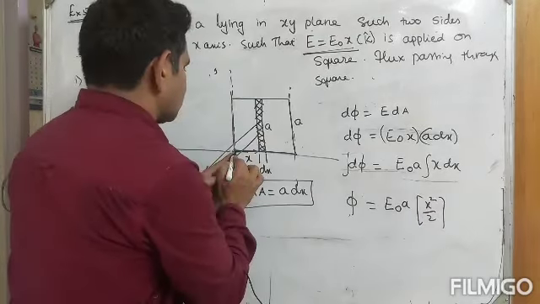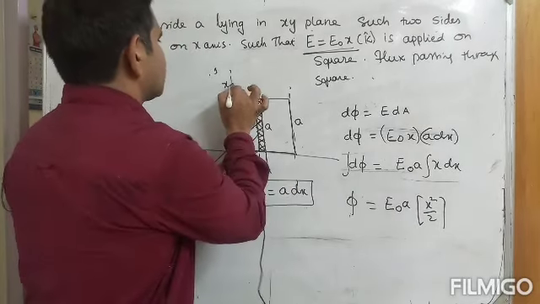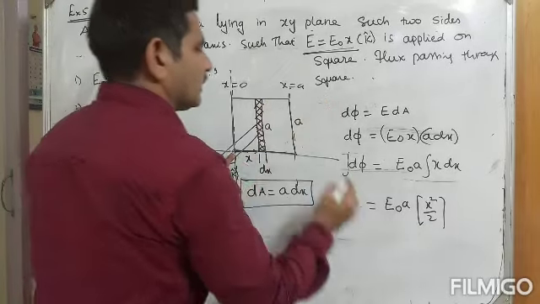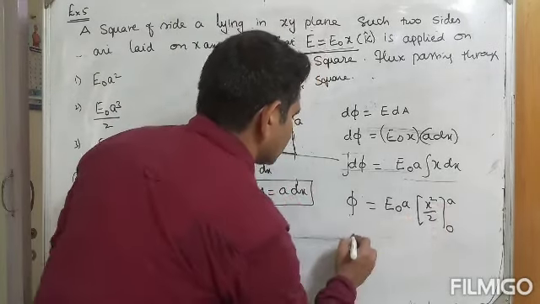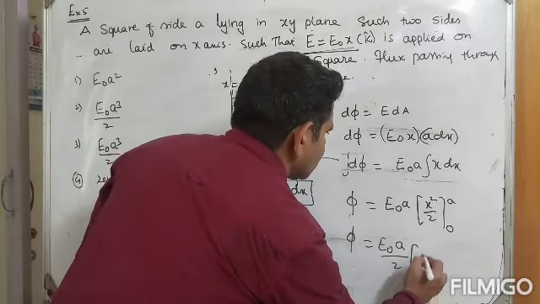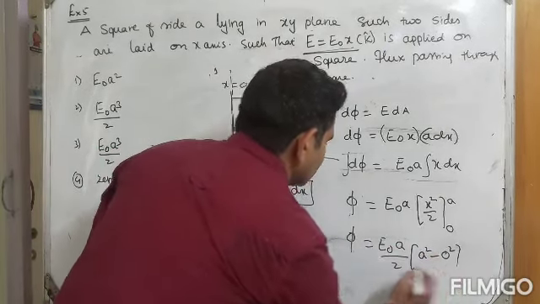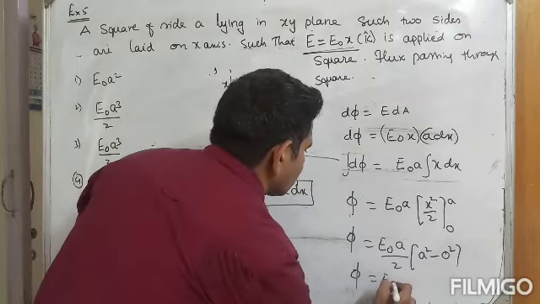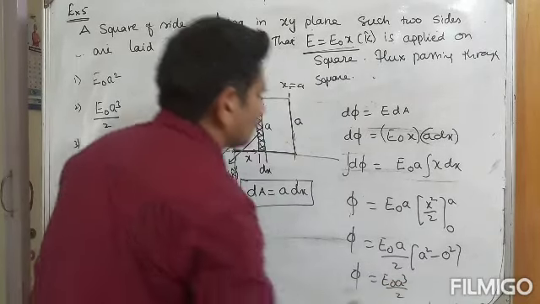So from where to where? It is from 0 to A. x is equal to 0 to x is equal to A. Phi is equal to E naught A by 2 times A square minus 0 square. Therefore phi is equal to E naught A cube by 2. I think you can understand.